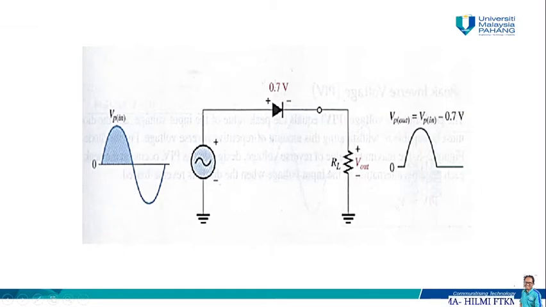So this is an example of the circuit. At a positive alternation, the input must exceed the value of 0.7 volt in order to cross the depletion region in that diode, and therefore we are going to get the peak output voltage equal to the peak input voltage minus 0.7 volt. So this is 0.7 volt less than the peak input voltage.